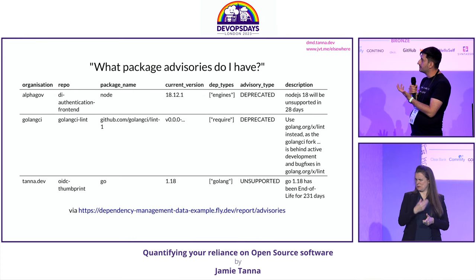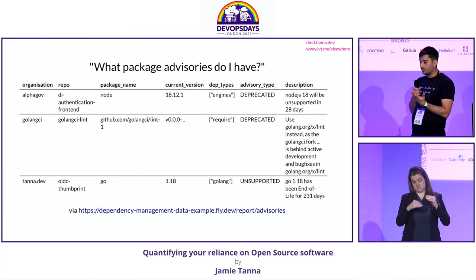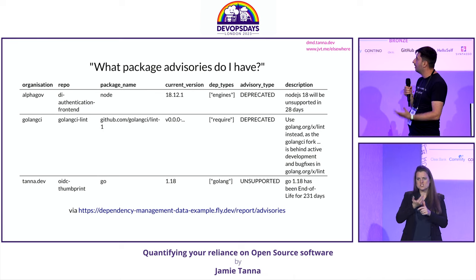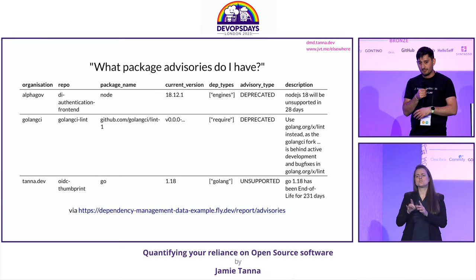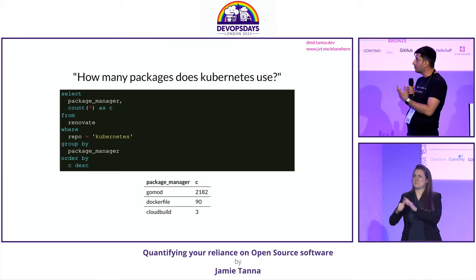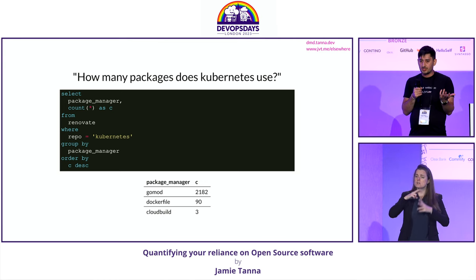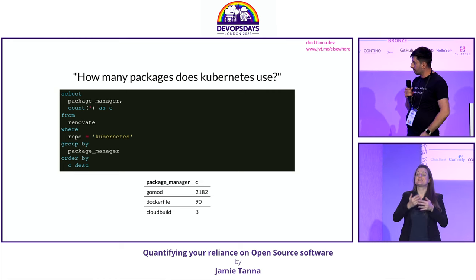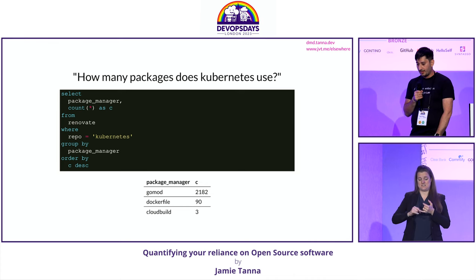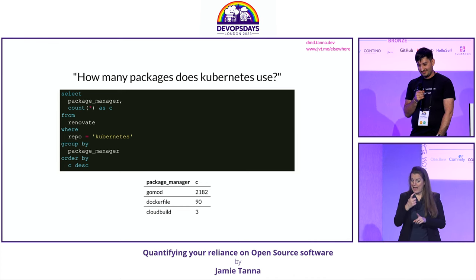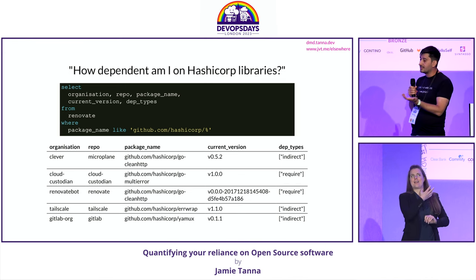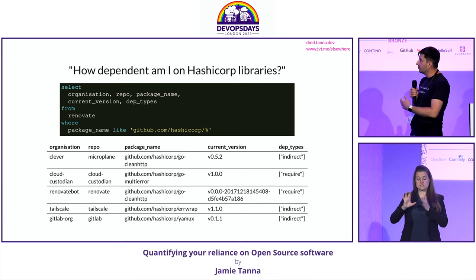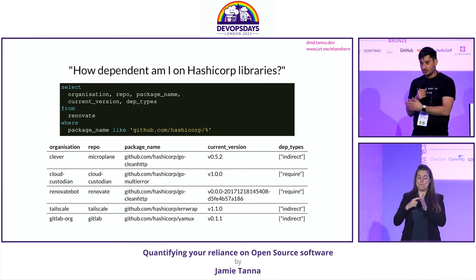For instance, here we can see through a load of open source, we've got projects that are depending on deprecated or unsupported versions of things. We've got libraries using forks that are many months out of date. You can look at things like how many packages do we actually use as a whole? For instance, based on the data in the Kubernetes repo. The CNCF recently did an audit of all their libraries that depend on HashiCorp libraries. You can write a fairly simple query and just get that information.